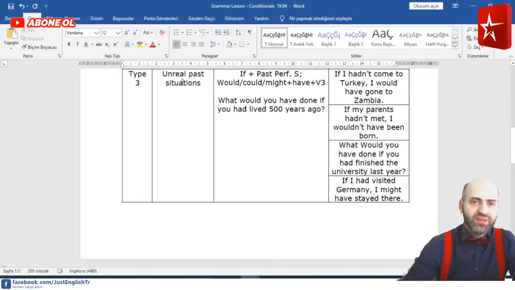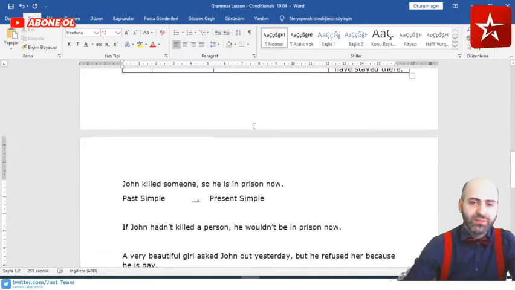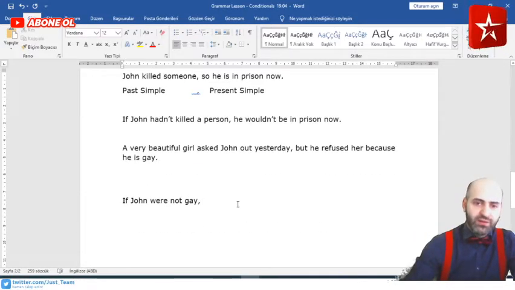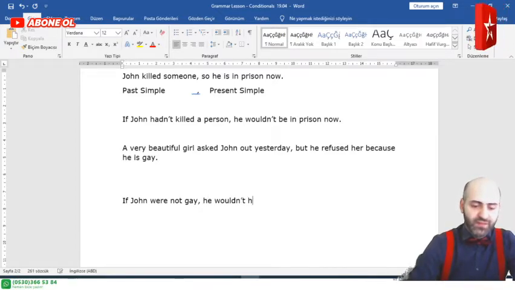So for unreal past situations, I need type 3: would or could have plus verb 3. I will use could, or I will use would. He would not have refused her.